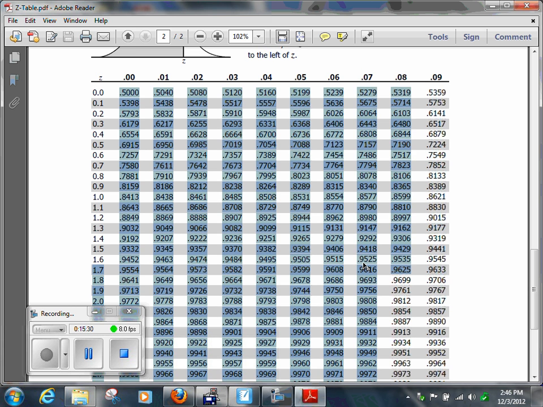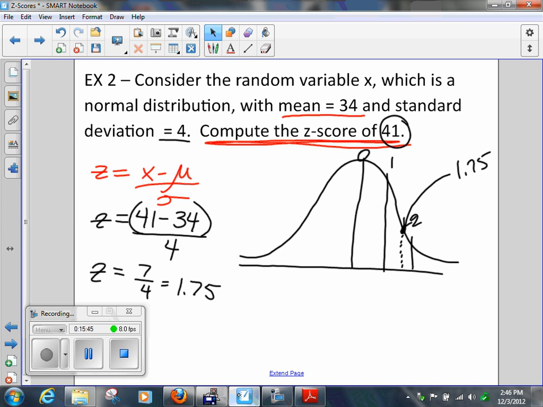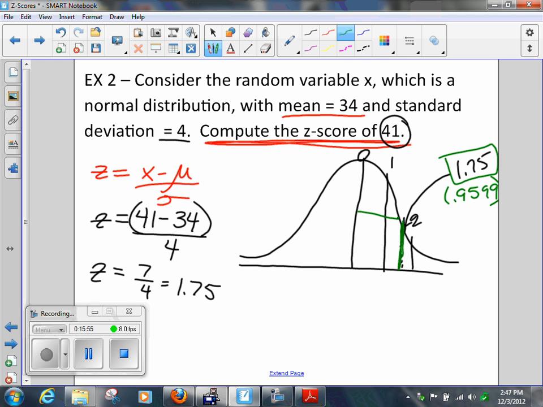1.74 is not going to help me. 1.7 is here, 5 is here, so I'm going to get 0.9599 right there. That means from here at 1.75 to the left, this is 95.99% of the values for this graph, whatever those values could be.